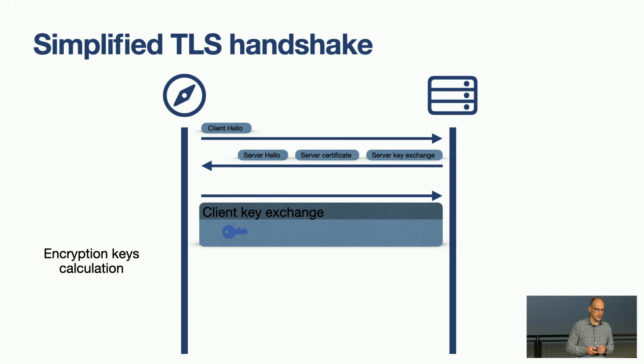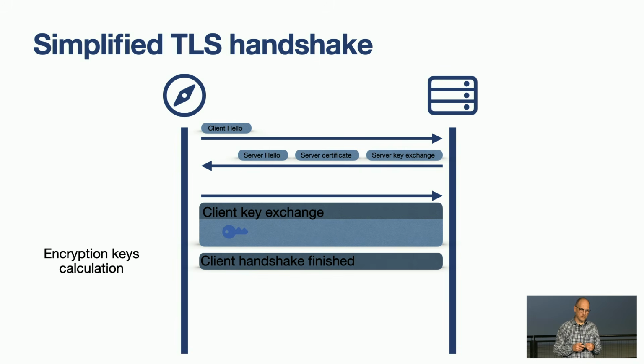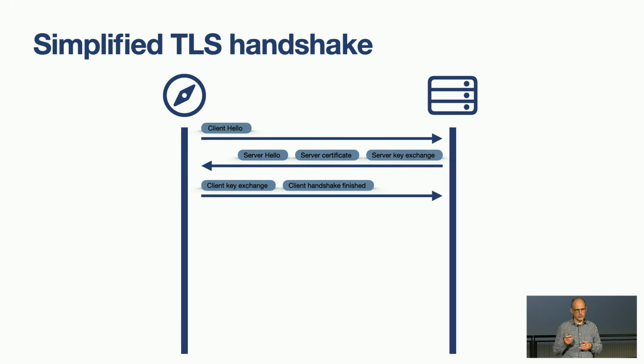Now, because it has all the information, it can generate the symmetric encryption keys. It does that with the private key that it generated for key exchange and the public key generated for key exchange that it received from the server. It has encryption keys, so it can encrypt a packet that is saying that the handshake is done from the client side. We go again to the server.